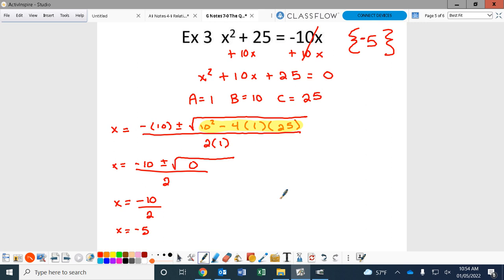Okay, so you can guess what the last one's going to be. What's it going to be, guys? It should be no answer. Let's see if that's true. It's the only one we haven't done yet, so let's see.